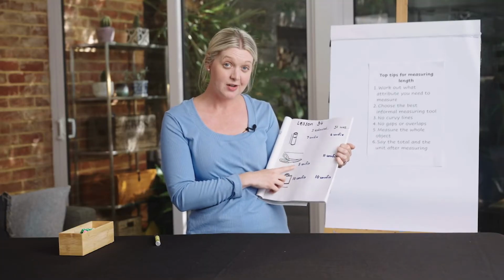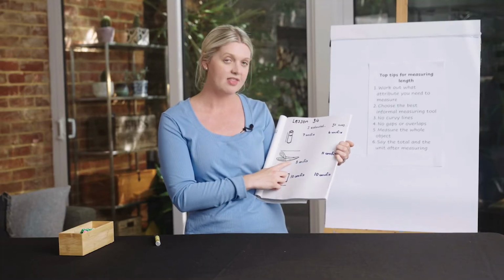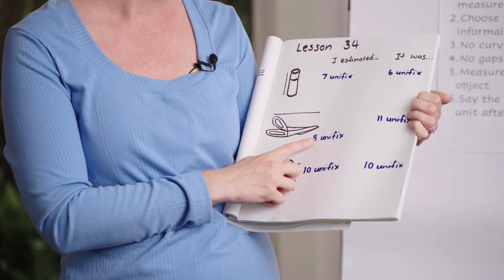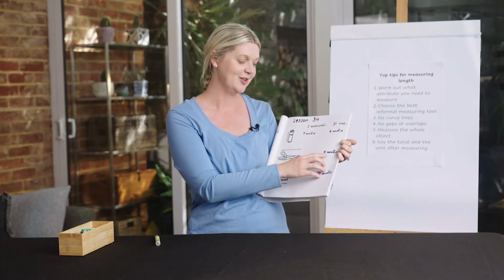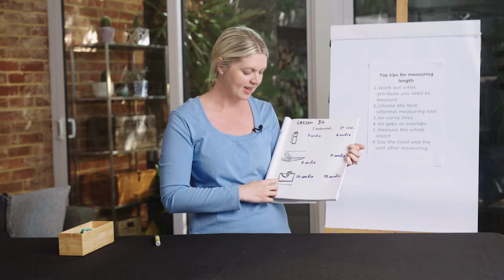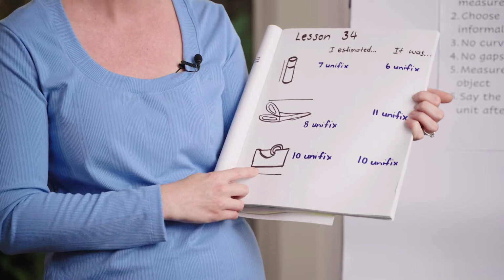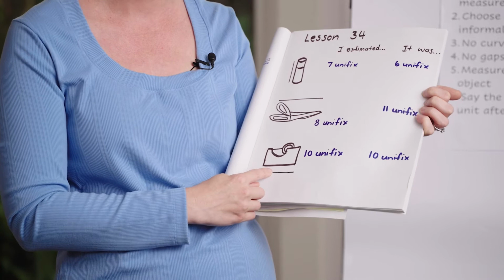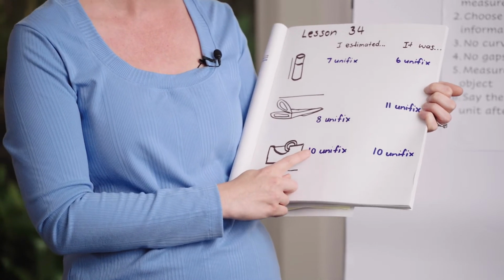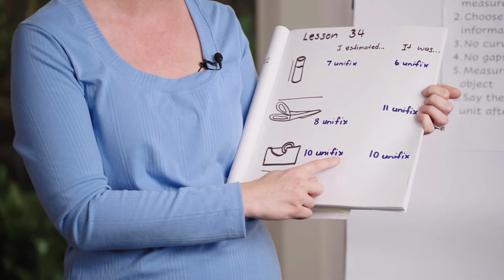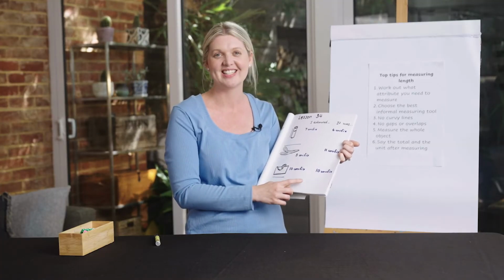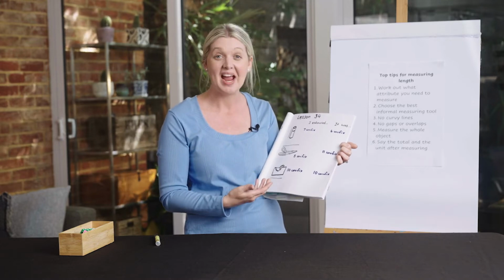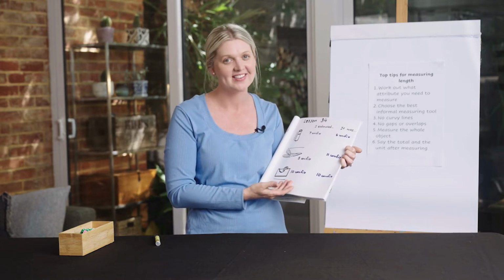Then I looked at a pair of scissors and I was measuring the length. My estimate was that it was 8 Unifix cubes long. I measured and it was 11 Unifix cubes long. Here, I was estimating how long the sticky tape dispenser was. My estimate was 10 Unifix cubes long, and the measurement was 10 Unifix cubes long. All this practice made me become more accurate.